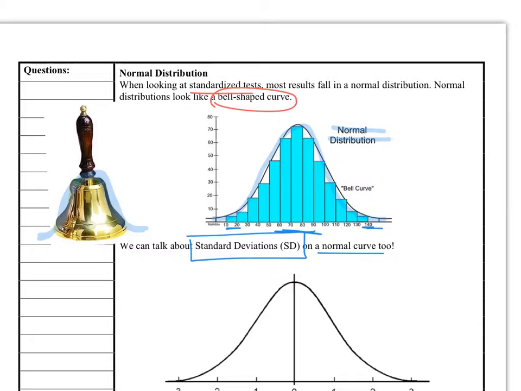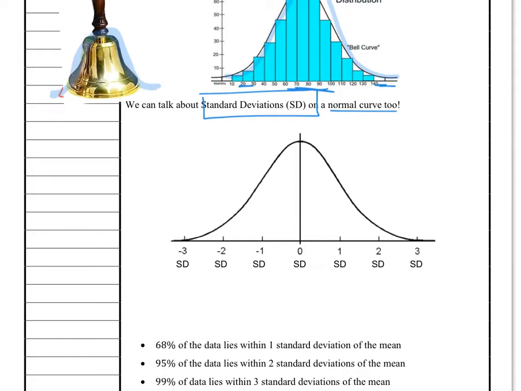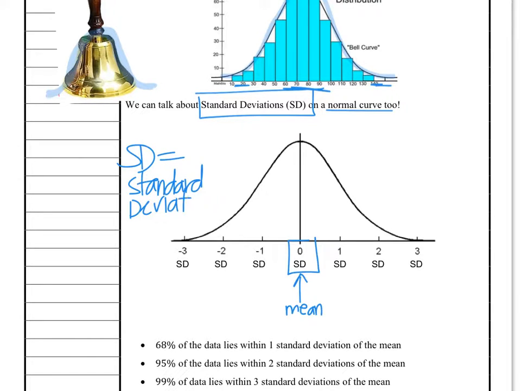So on a normal curve, or that bell-shaped curve with normal distribution, we have the mean right in the middle. So the mean goes here, which is 0 standard deviations from the mean. SD, by the way, means standard deviation. And then we can go 1 standard deviation to the right and 1 standard deviation to the left. You will find 68% of your data in between 1 standard deviation from the mean.